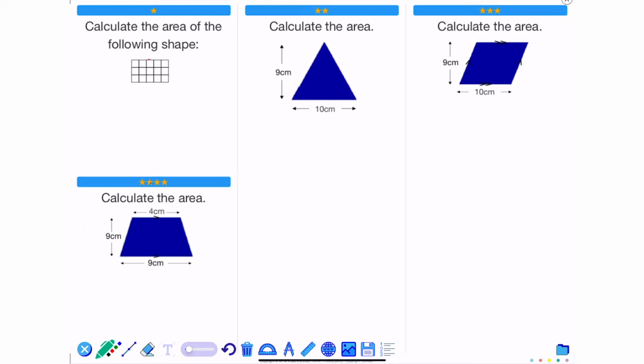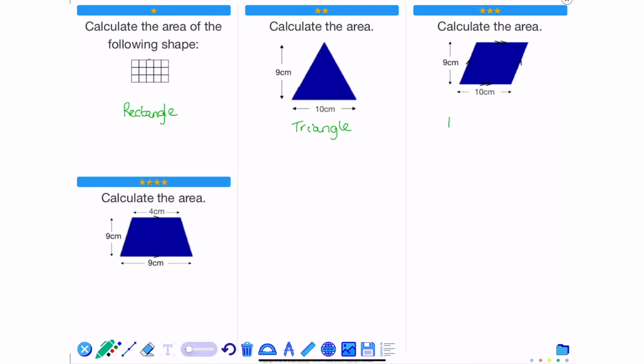So looking at number 1, this is a rectangle. It's a quadrilateral with 2 pairs of equal length sides, with 2 pairs of parallel lines and 4 right angles. The second one is a triangle. It is a 3-sided shape.